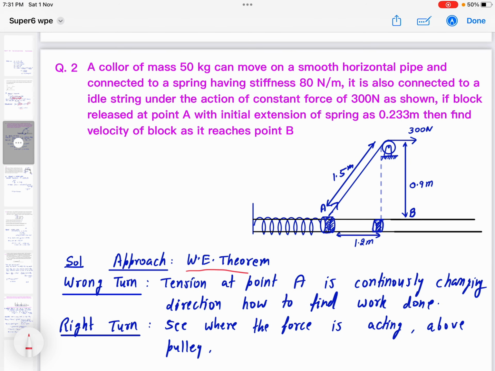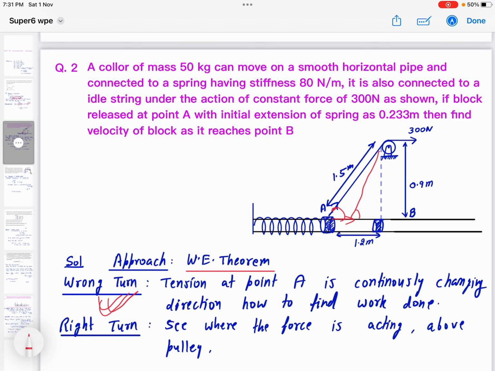So now the approach is the work energy theorem. What is the wrong turn? What can be the wrong turn here? You are looking at the tension at point A. At point A, tension is acting and displacement of the collar is towards right. So it is forming different angles, and work done is different at different points. So it's a complex mathematical problem, right? You can move in a wrong direction if you're thinking like that.